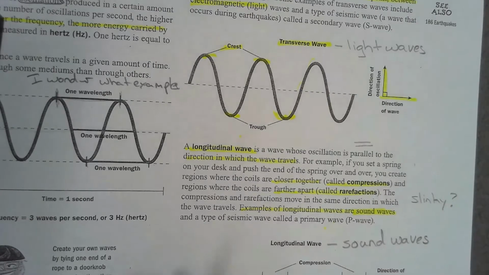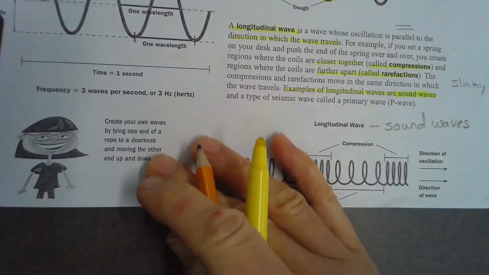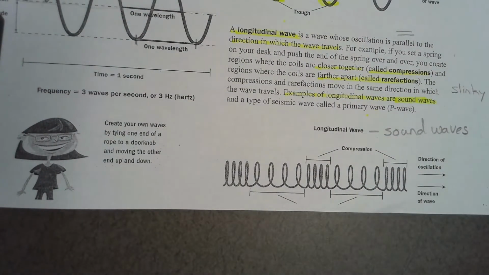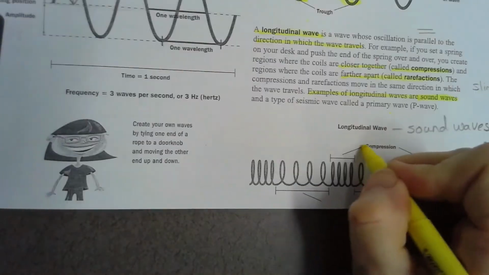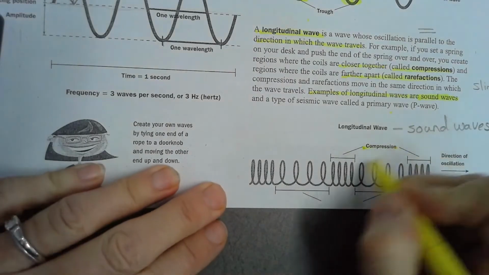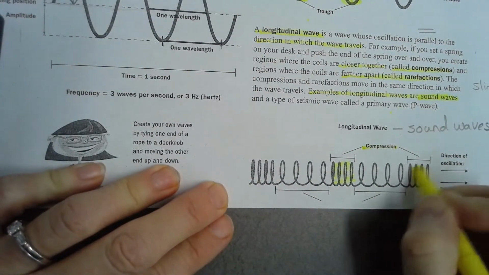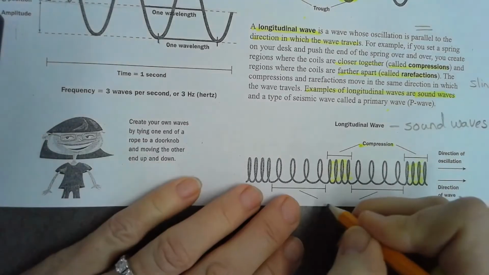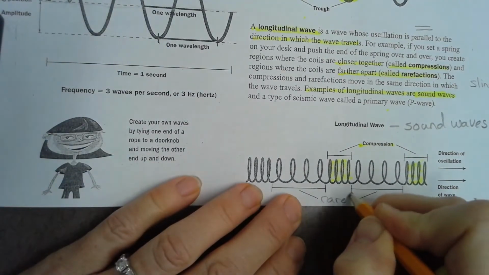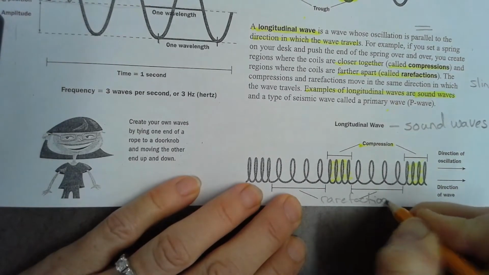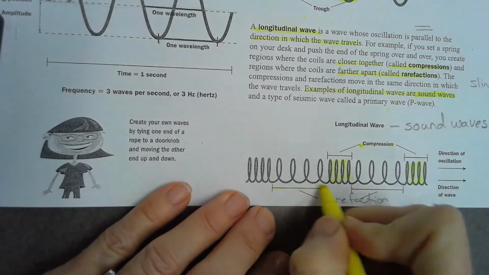I guess I don't see them, but if I could see them, that's how they would look. So here's my compressions, is when they're close together, this part. And this got cut off by the copier, but this must be my rarefaction, where it's spread out.